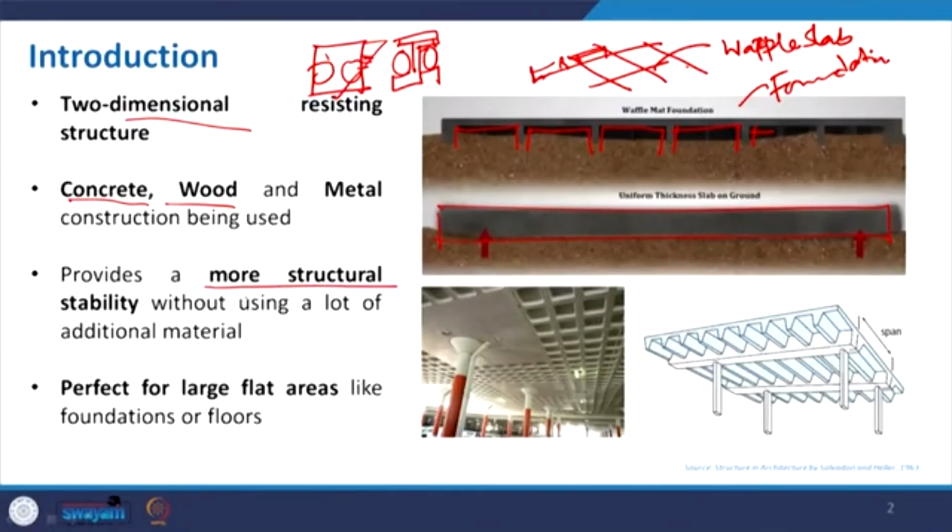Then it provides more structural stability without using a lot of additional material, and you can compare these two figures where you can easily identify the reduction of material between the two, while serving the same purpose of stability. It is also effective for large spans. Earlier, when we discussed post and beam, if we want a large span we have to increase the depth of the beam, or place multiple columns, but multiple columns essentially block the space.